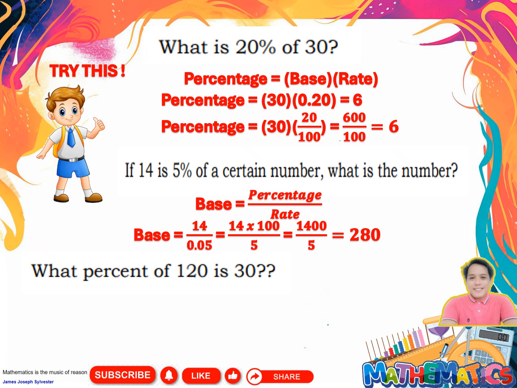Then we got 1,400 divided by 5 equal to 280, and the base is 280.